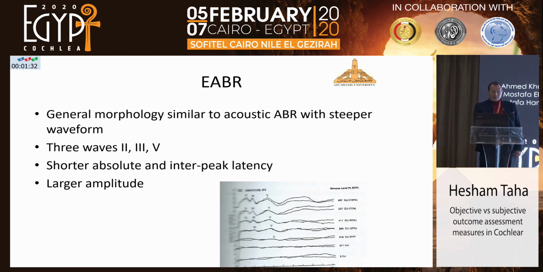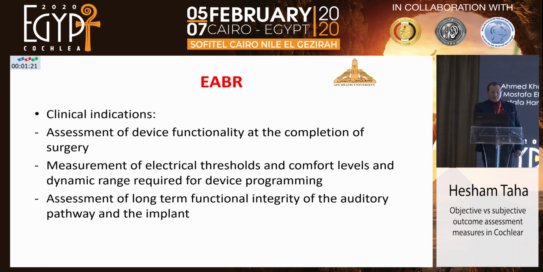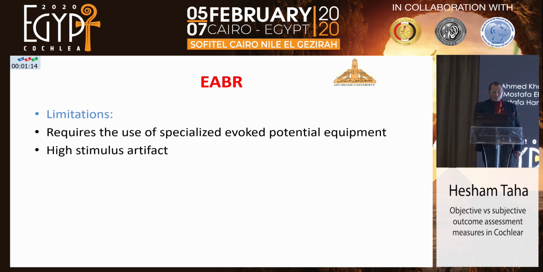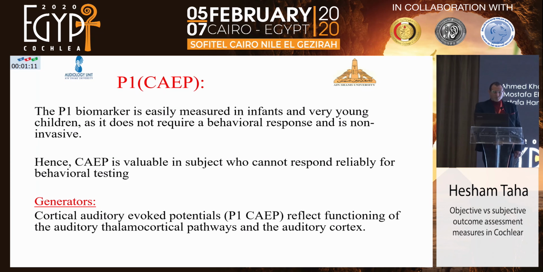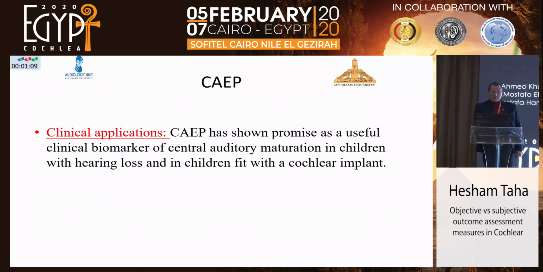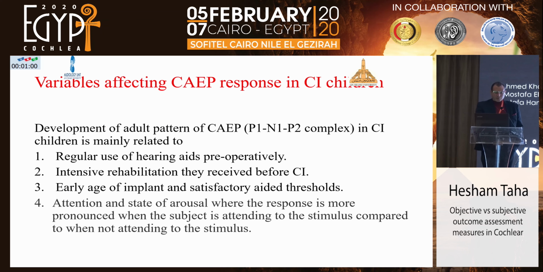The electric ABR also can be utilized. There are 3 waves that can be recorded, wave 2 and 3 and 5. It has short absolute and interpeak latency and large amplitude. It is very important to assess the device functionality and to assess long-term functional integrity of the auditory pathway. The P1 also measures the cortical evoked potential, and it is important as a clinical biomarker of the central auditory maturation in children with hearing loss and fitted with cochlear implantation.